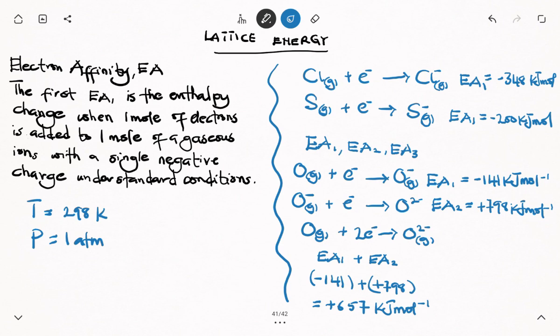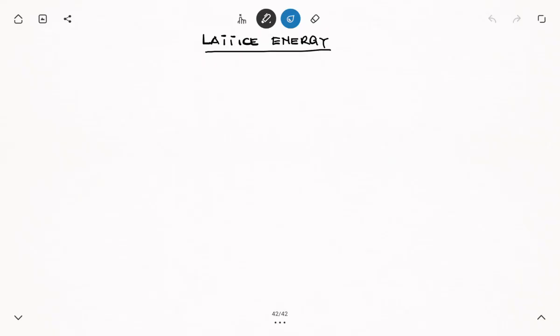Now notice that the second electron affinity is an endothermic process. So second, third, they are always an endothermic process. Take note. All right. So how does all this come together to help us determine the lattice energy? Looking at these three terms that we just talked about, we talk about lattice energy itself, enthalpy of atomization, and then electron affinity.